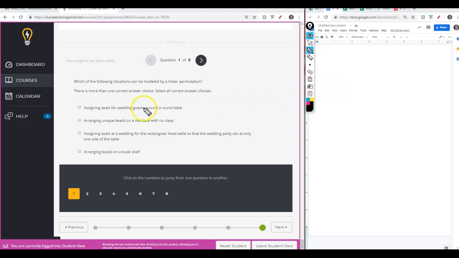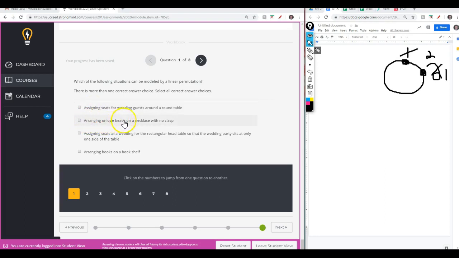go in a line. So assigning seats for wedding guests around a table, there is no definite start and definite end point for the seats around a table, because any person, based on their own opinion, could say, well, this is seat 1 and this is seat 2, whereas another person could come in and say, no, this is seat 1 and this is seat 2. So there's no definite beginning and end, so that is not a linear permutation.